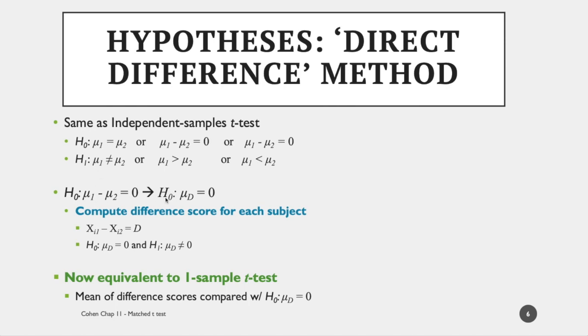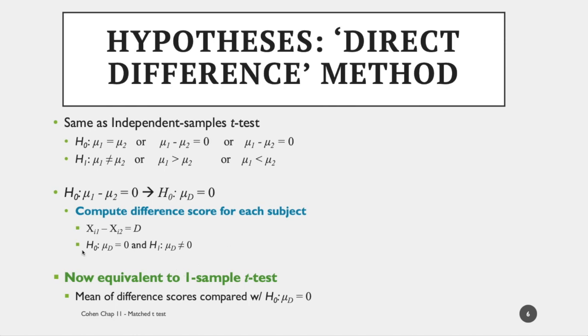Well, it turns out that because these are matched from 1 to 2, we actually can just say, what's the difference between them? So what we can start working with is the difference score for each subject. You can take time 2 minus time 1, and that's just going to be your difference score. So if I scored a 10 at time 1 and a 12 at time 2, my difference score would be 2.